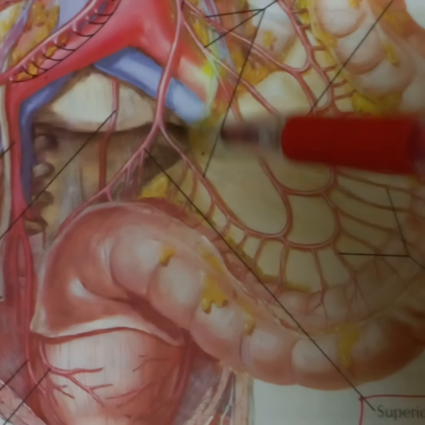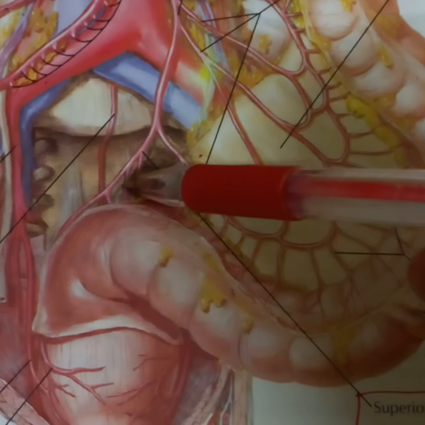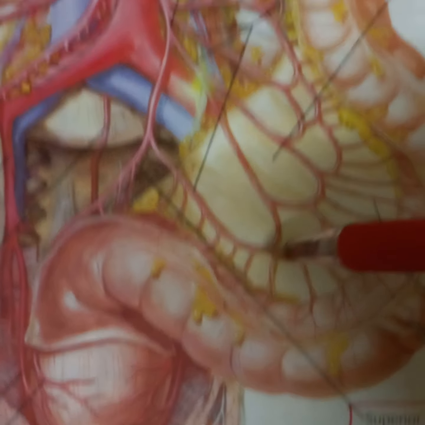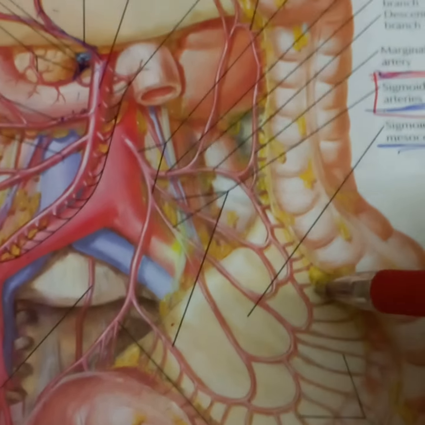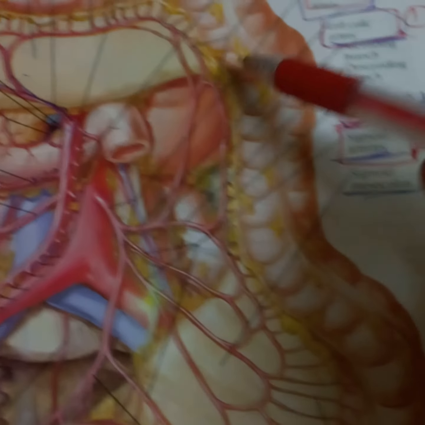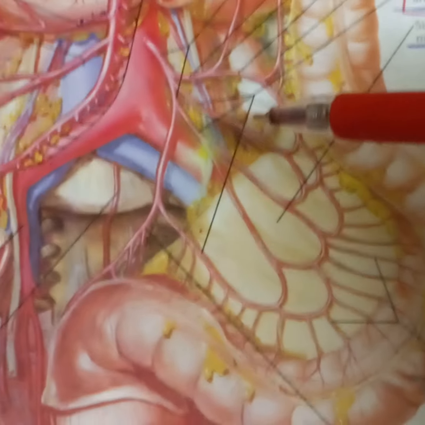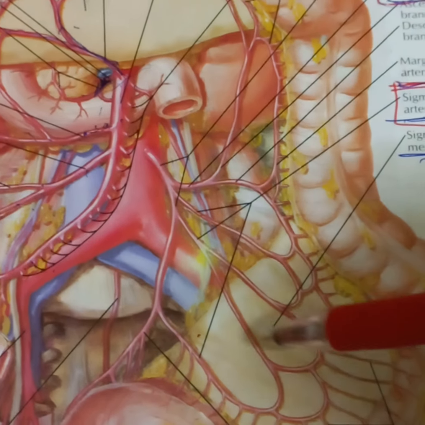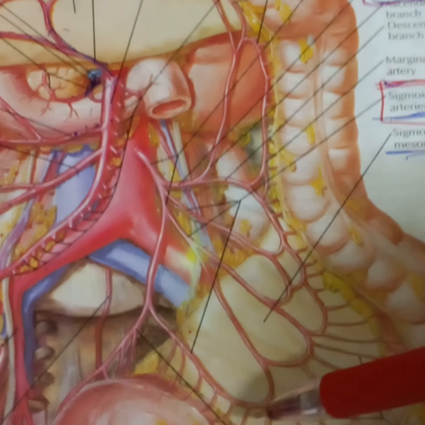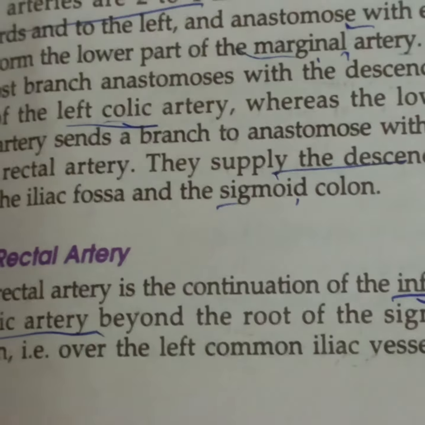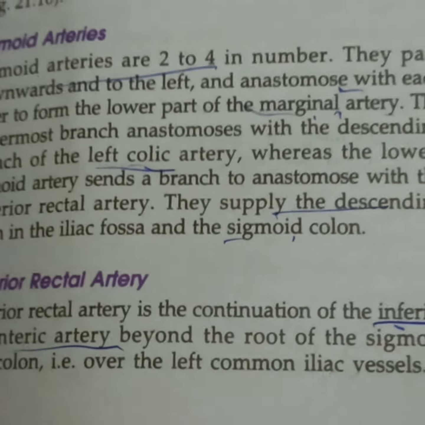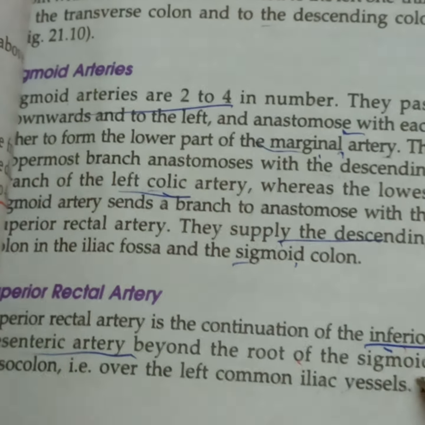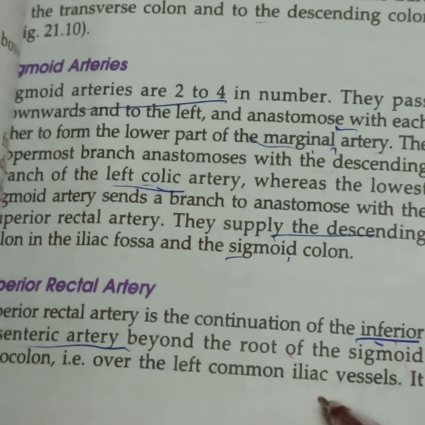The superior rectal branch is the terminal branch. It anastomoses with the sigmoidal arteries and forms the marginal artery. This is the marginal artery of Drummond. The marginal artery is formed by the left colic anastomosis, the sigmoidal artery anastomosis, and the superior rectal artery anastomosis. The superior rectal artery is the continuation of the inferior mesenteric artery beyond the root of the sigmoid mesocolon.